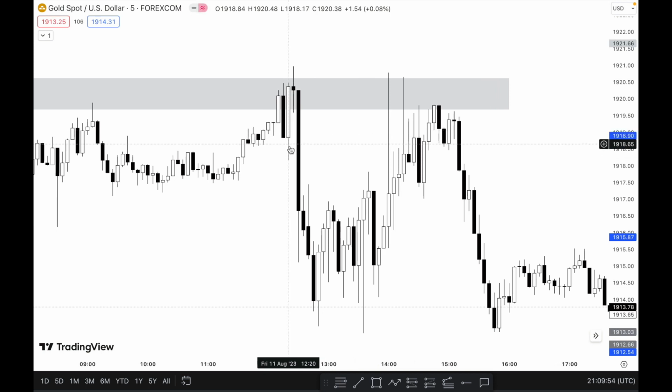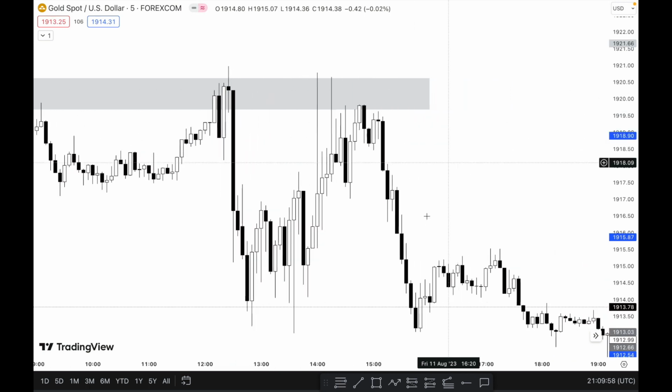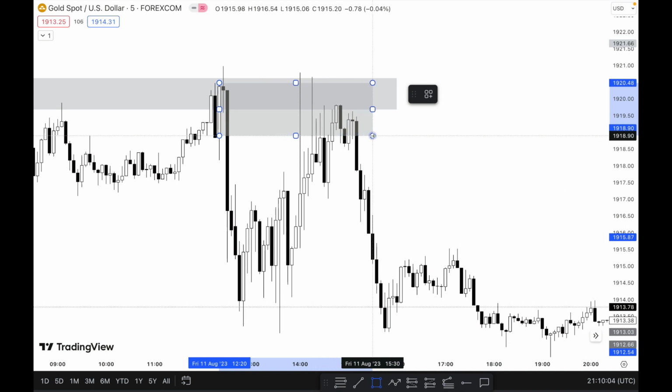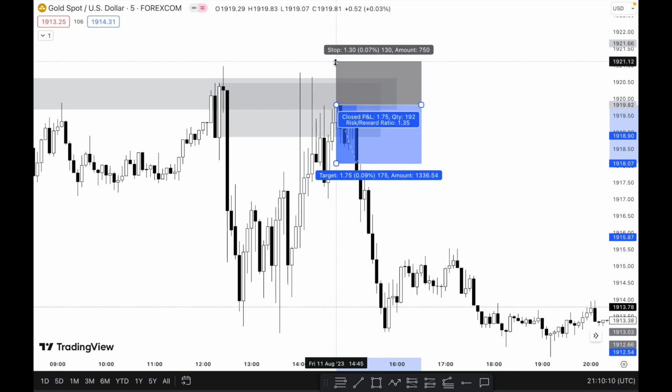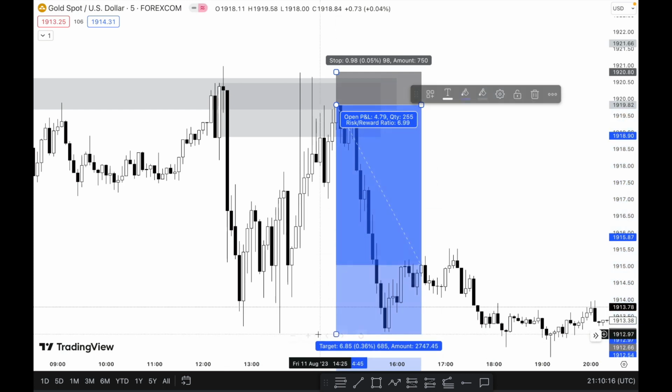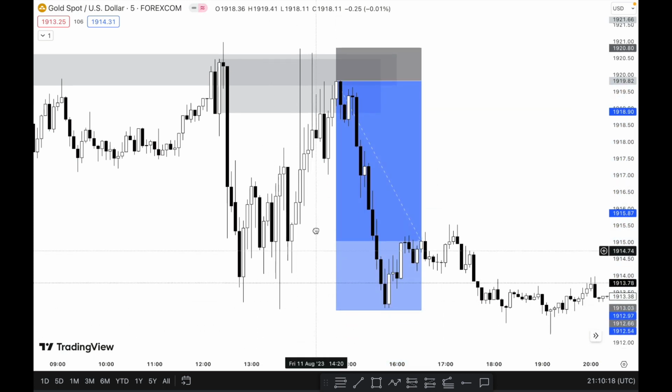Boom, came here, confirmation. Boom, you would have sold here. Another zone right here. You could have entered in that zone, or you could have waited for another confluence, put your entry at the close of those candles, and boom, could have targeted this liquidity right here.